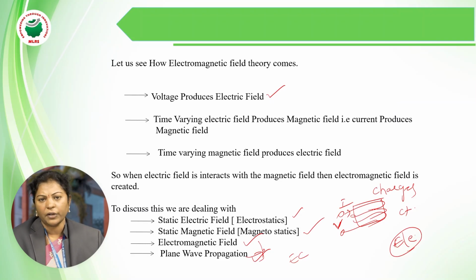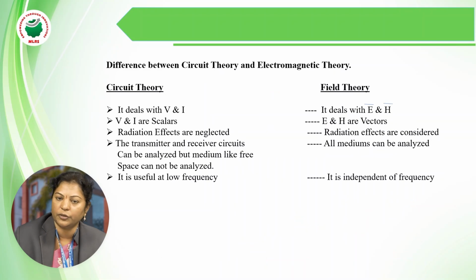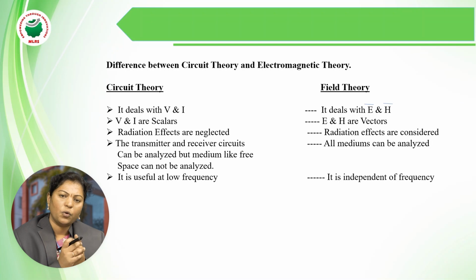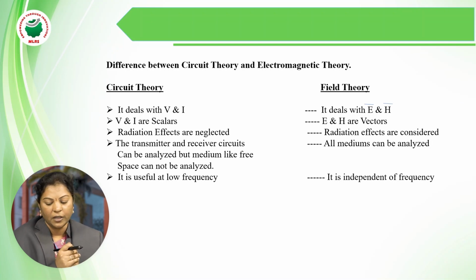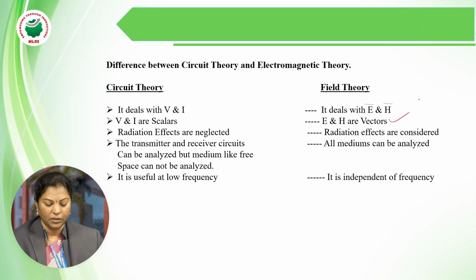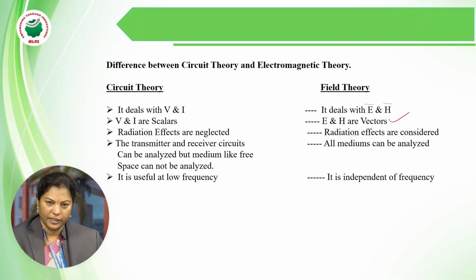So why are we going for electromagnetic field theory, as we already have circuit theory? What is the reason? For that, we'll take the differences between circuit theory and field theory. Circuit theory deals with voltage and current, whereas field theory deals with electric field and magnetic field. Voltage and current are scalars, whereas in field theory, electric field and magnetic field are vectors. Wherever circuit theory is not applicable, we go for field theory. That is the main reason.